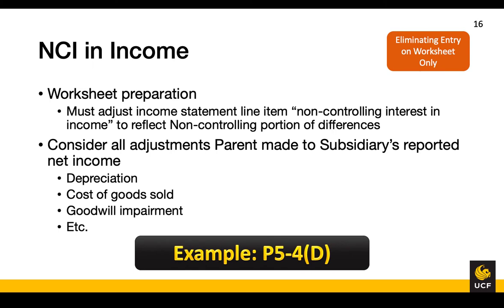We will also need to adjust our calculation of the non-controlling interest share of net income to include any adjustments to our allocations that impact the subsidiary's current year income statement. Items that we might need to adjust for include depreciation, cost of goods sold, or the previously mentioned goodwill impairment. Let's look at our example where we will follow our eliminating entries all the way through to the worksheet and perform this now more complicated calculation of non-controlling interest income.